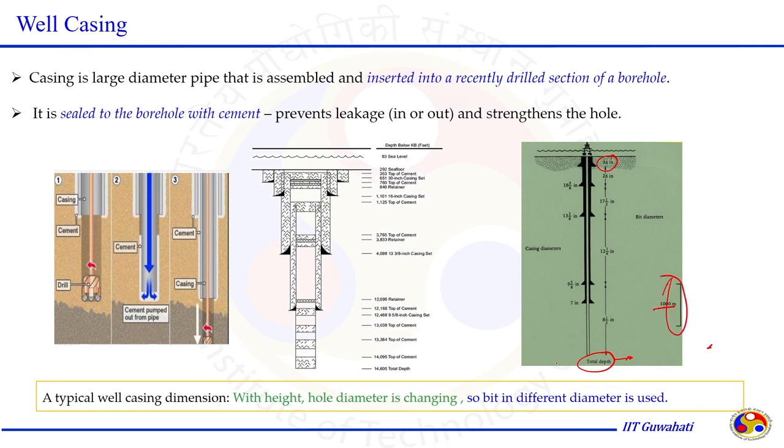So this entire scale may be around 4 to 5,000 meters. So the casing arrangements are done in this drilling operation. A typical well casing diameter or dimension depends on several factors. With height, or rather with depth, the hole diameter is changing. So the casing diameter will be changing, and so the bit dimension that is going to perform the operation is also going to change.